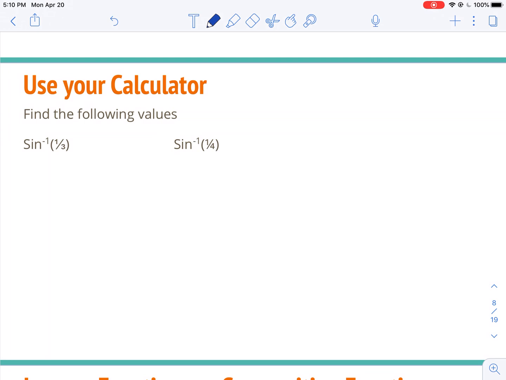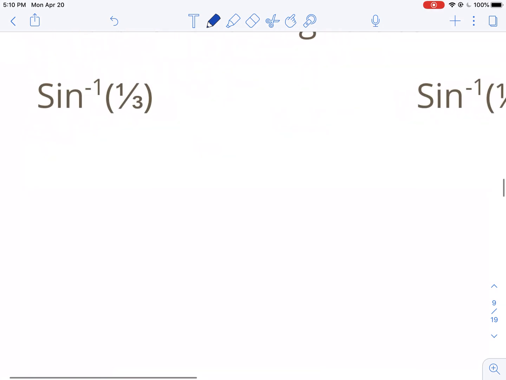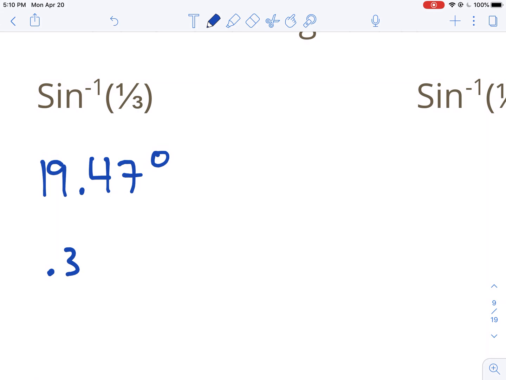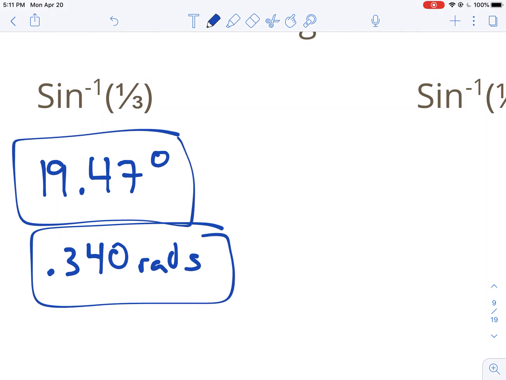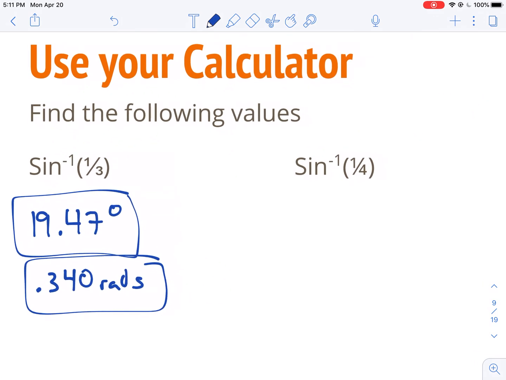My calculator is currently in degree mode, so I have 19.47 degrees. I could also go ahead and move this to radian mode just for fun. I'll put this in radian mode, and then I'll do that exact same thing. So I will hit my second button. I will hit sine to get the sine inverse, and I'll type in 1/3. And then I'll find that this is the same thing as 0.340 radians. So either of these could be correct depending on what mode you're in. It could be specified, could be unspecified.